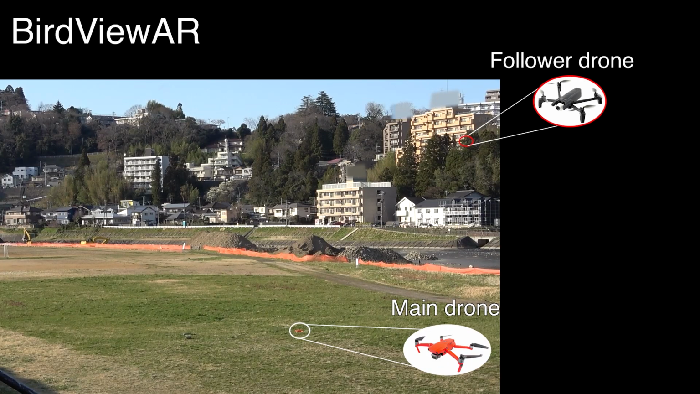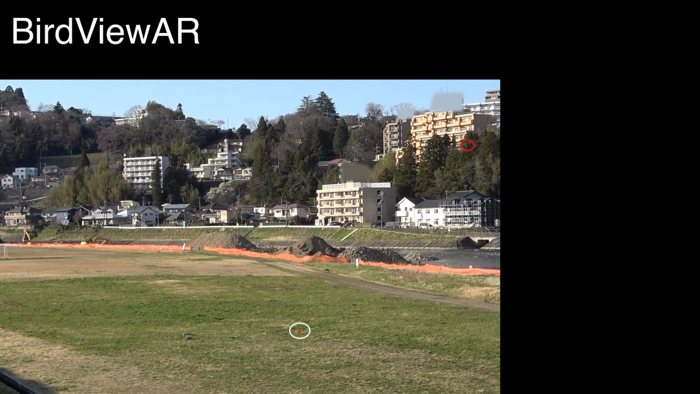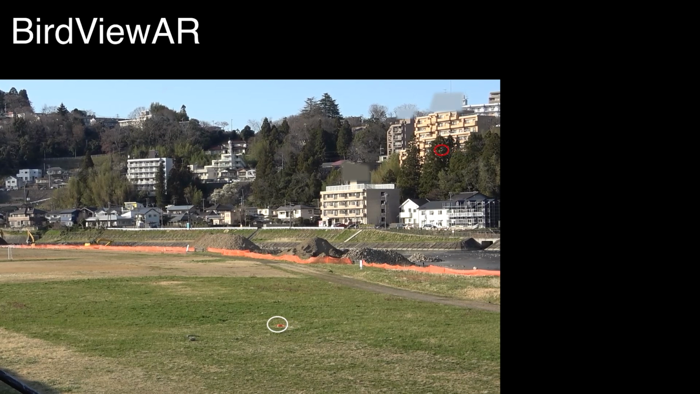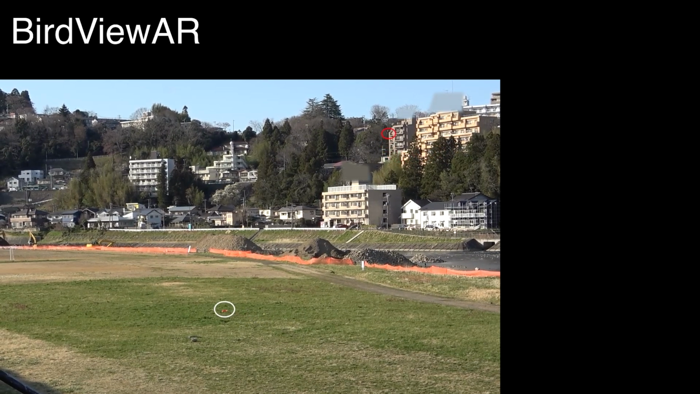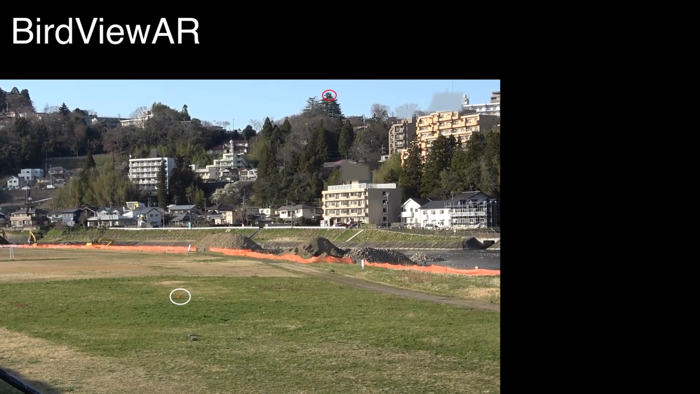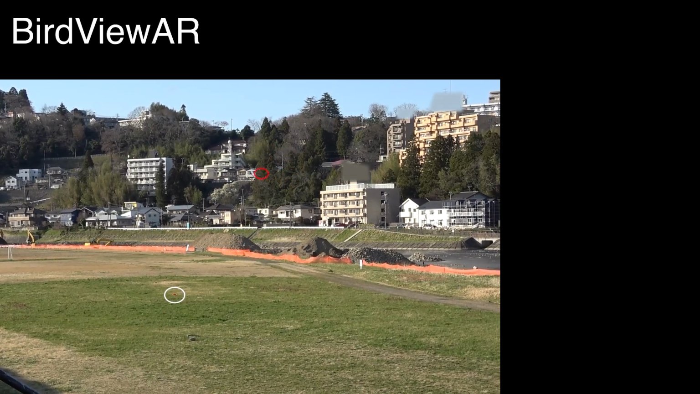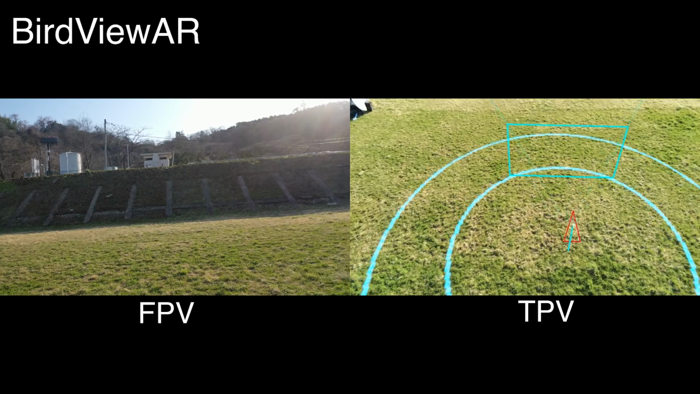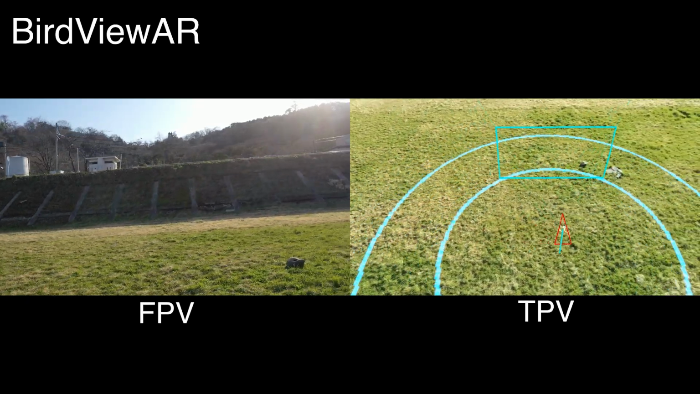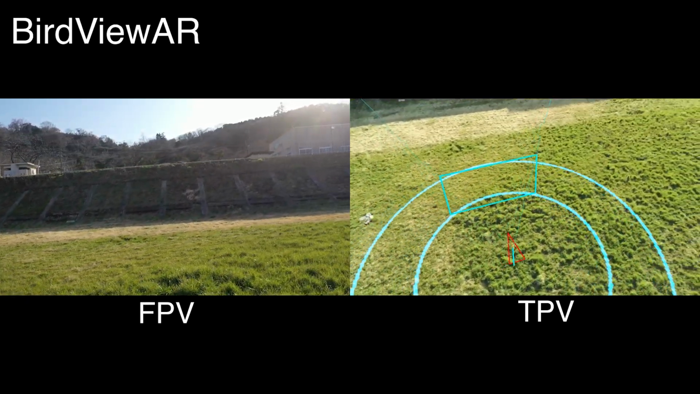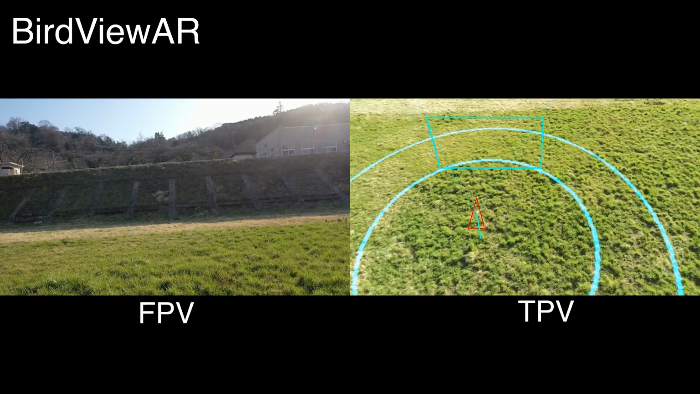We propose BirdViewAR using two drones, where the follower drone is flying behind the main drone at a higher altitude, to offer a bird's eye TPV. The follower drone position and angle are automatically controlled to respond to the main drone motion and maintain an effective TPV. Additionally, the TPV is visually augmented, which helps understand the spatial relationships between the main drone and its surroundings.